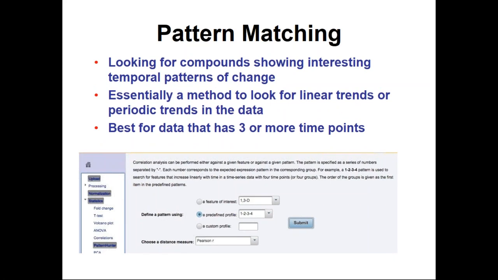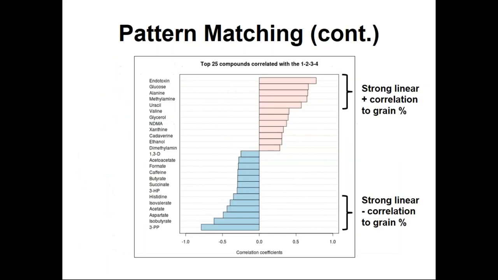And you can see that on the left side where Pattern Hunter has been selected. And we're just looking, as I say, for linear, periodic, or other types of trends. In this case, all it's doing is trying to match the correlation coefficient with the particular trend. And here we have a linear trend that we're asking, where it's going at time points 1, 2, 3, 4, or 0, 15, 30, and 45. Does it go up? So in this case, endotoxin or lipopolysaccharide, glucose, and alanine go up.